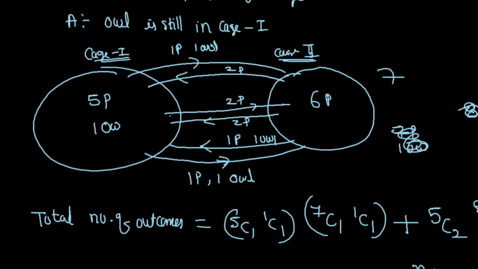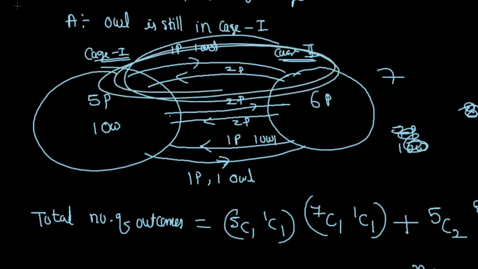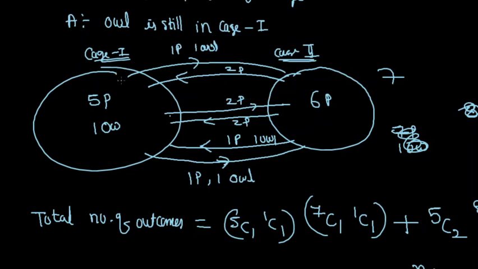And next, in this case 2 parrots flew from cage 1 to cage 2 and from cage 2 to cage 1. So 2 parrots went and came back. So in this case also the owl stays here. The third case is what? 1 parrot and 1 owl went, but while returning 2 parrots came back, so the owl stays in cage 2. So in this third case there is no owl in cage 1. So we only have to consider these two cases.